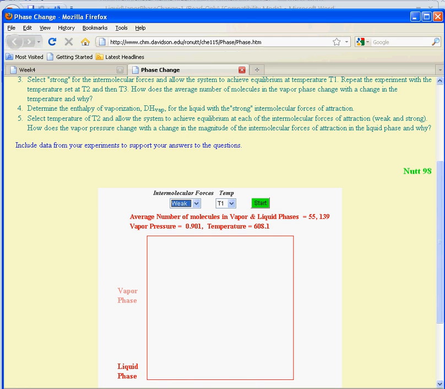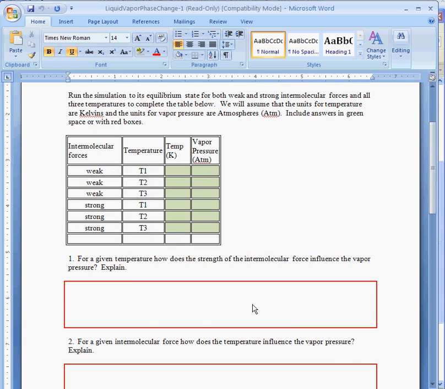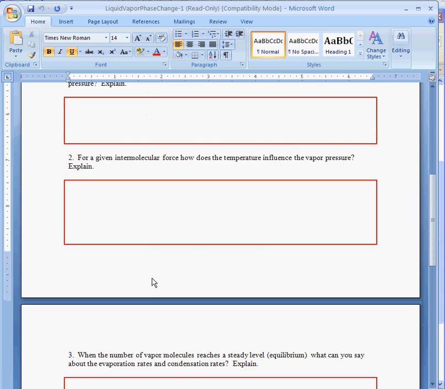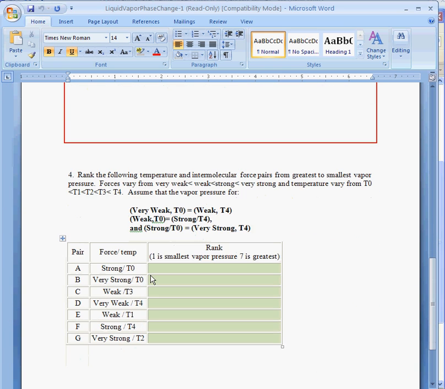Going back to the activity, there are some questions that you can answer right here. This is a Microsoft Word document, so you can answer the questions right in the document, and then save this and submit this. Let me give you a little bit of a hint on question 4. This has been one that's bugged people quite a bit.